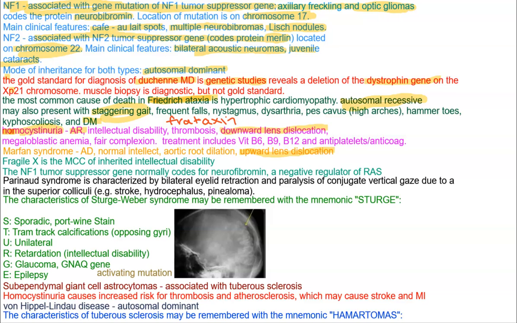You'll also see megaloblastic anemia, malar flush, and the treatment is going to be vitamin B6, B9, B12, as well as antiplatelets and anticoagulation, because remember they are hypercoagulable.